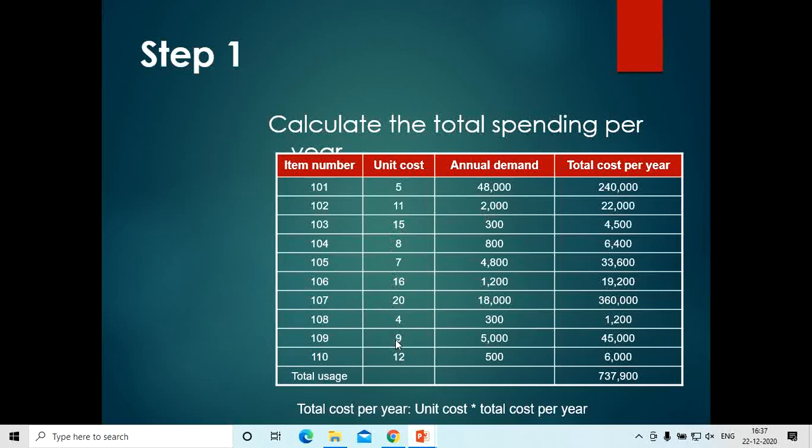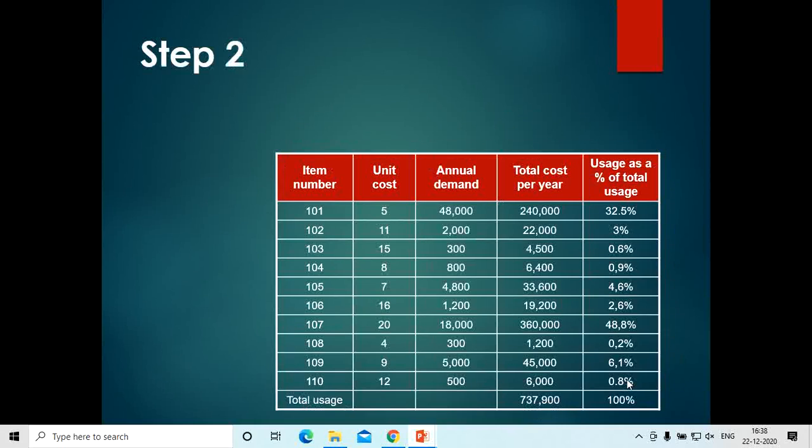Similarly, if I go on doing this multiplication for each item, item 110 has unit cost as 12 and annual demand as 500. So 500 multiplied by 12, that is 6,000 per year is required for item number 110. And to get the total usage, I have to sum the total cost per year for all items, that is 7,37,900.